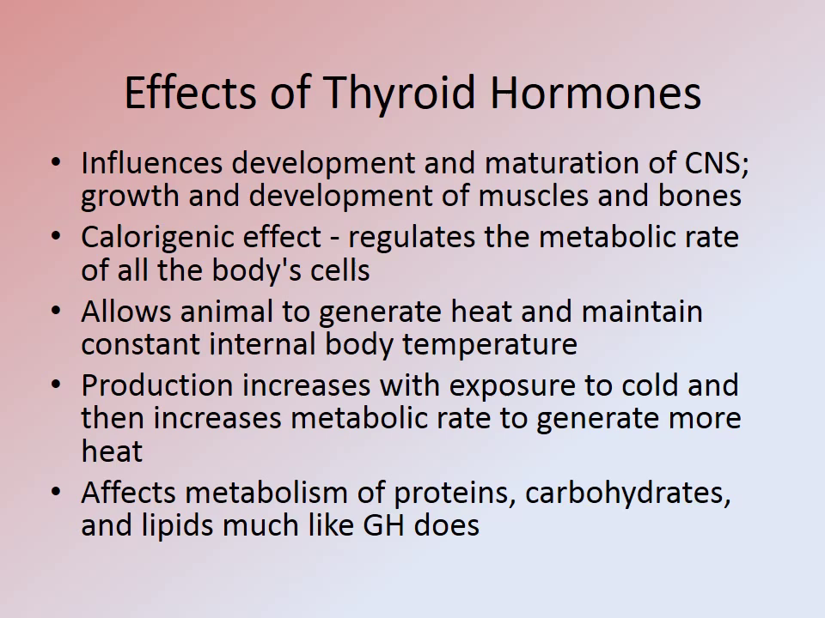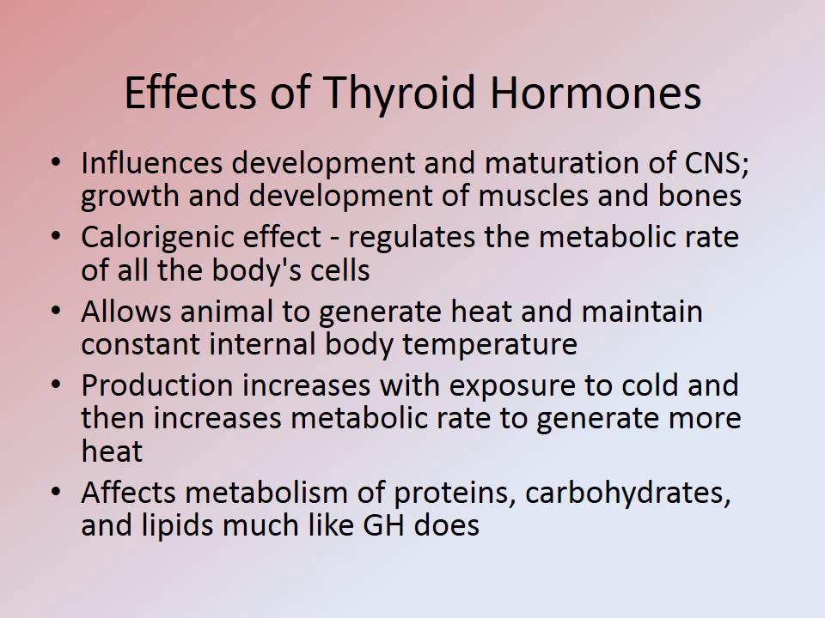So what do thyroid hormones do? They influence the development and maturation of the central nervous system, as well as growth and development of muscle and bones. Calorigenic effects: they regulate the metabolic rate of all body cells and allow animals to generate heat and maintain constant internal body temperatures. That's why with hyperthyroidism and hypothyroidism, you'll have cold intolerance or heat intolerance.